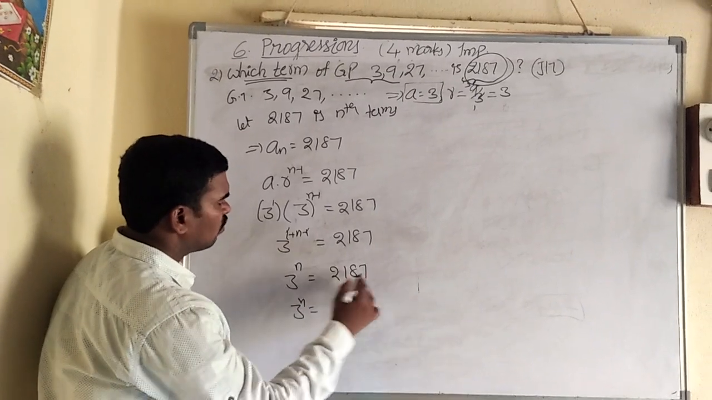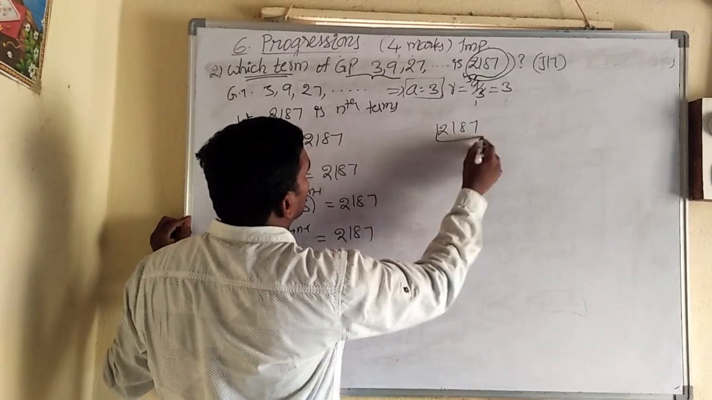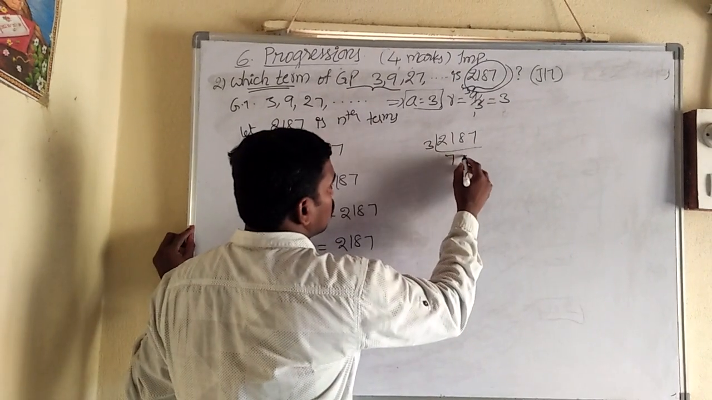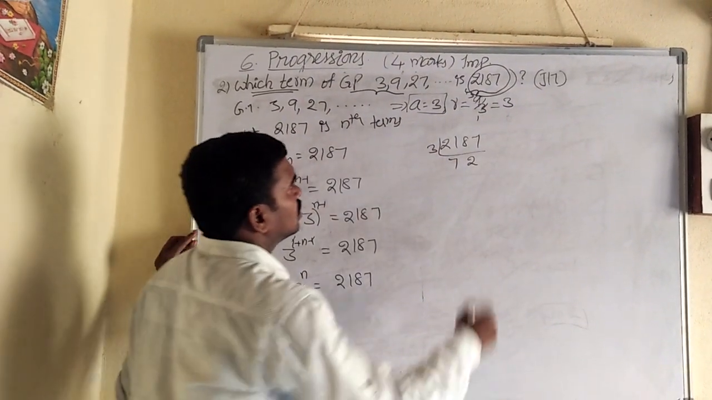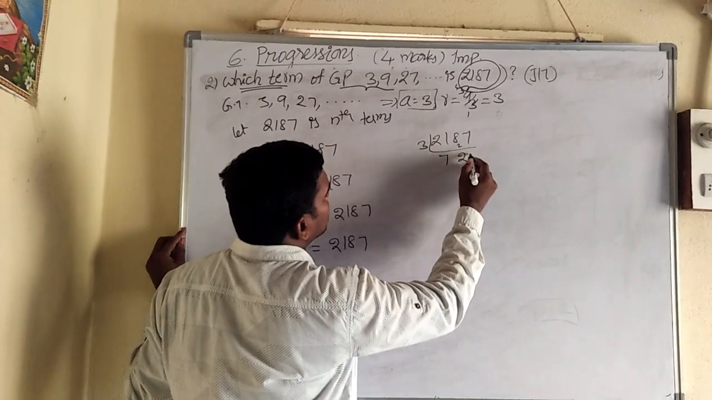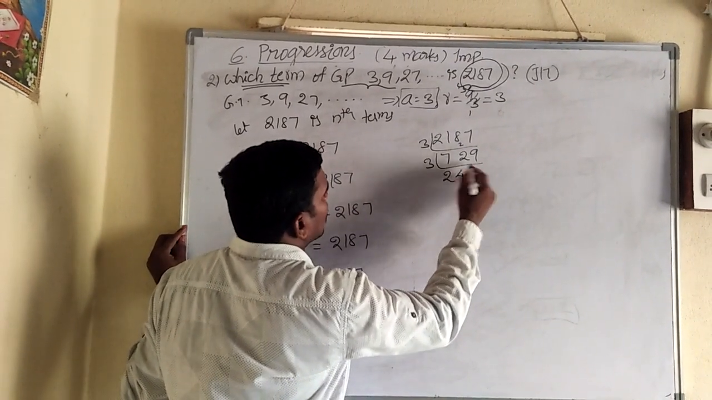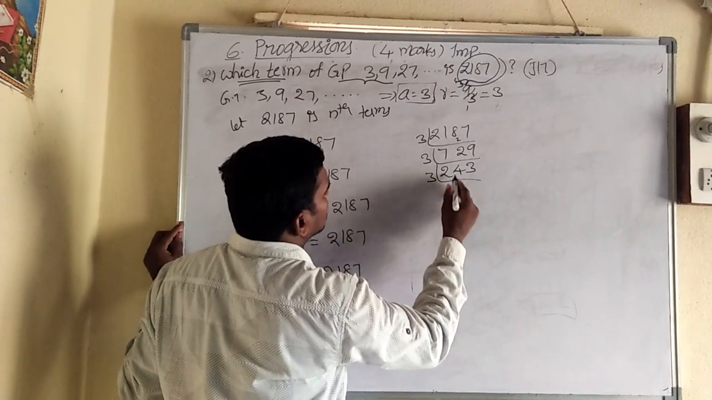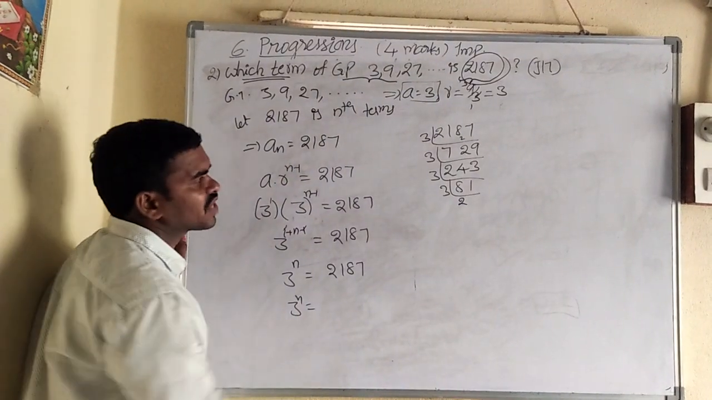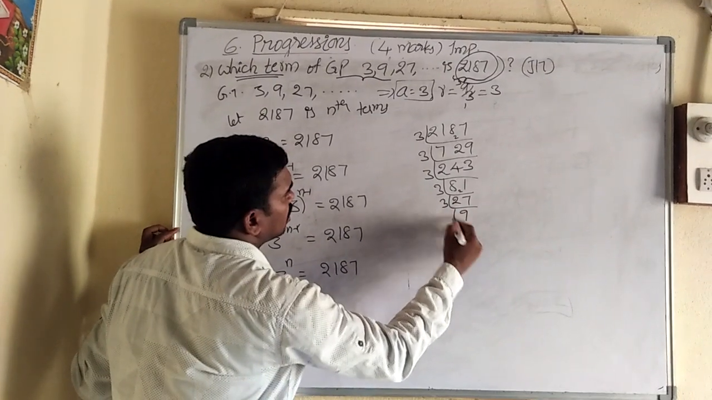So 3 power n equal, what is 2187? Just simplify. 2187 by 3 table. 3 sevens are 21, 3 twos are 6, and 3 twos are 6, and 2 is there, 27 means 3 nines. Again in the 3 table, 3 twos are 6, 3 fours are 12, 3 threes. Again in the 3 table, 3 twos are 6, yeah, 6 means 2 is there, 21 means 3 sevens, 3 nines, 3 threes.